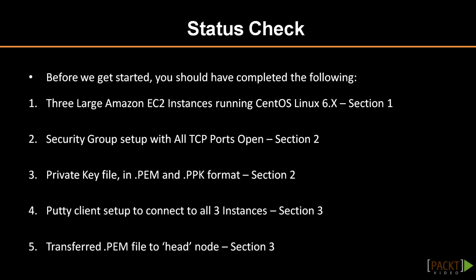You should be running CentOS Linux 6 version. You can find out how to create an Amazon instance running CentOS in section 1 of the series. Number 2, we want to make sure that you have a security group set up correctly for Amazon instances. All the TCP ports should be open that we discovered in the Hortonworks documentation, as well as port 22 for SSH and port 80 for HTTP. You can make sure you have the correct security group settings by reviewing section 2 of this course.